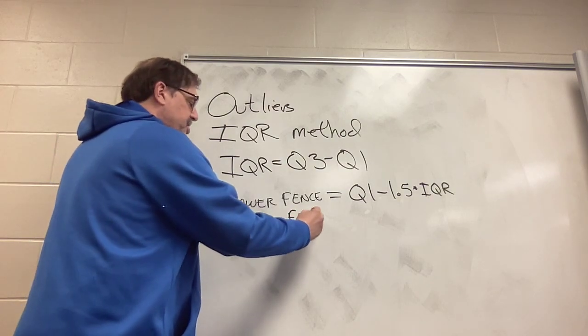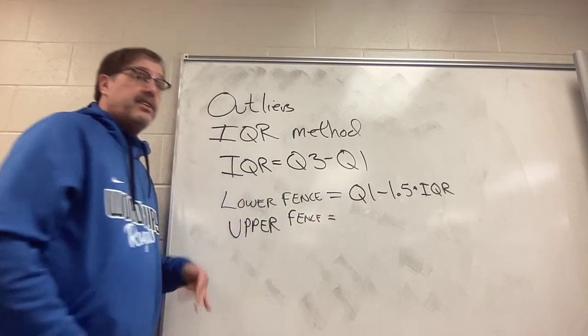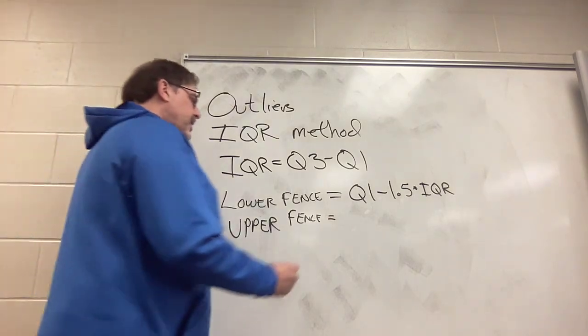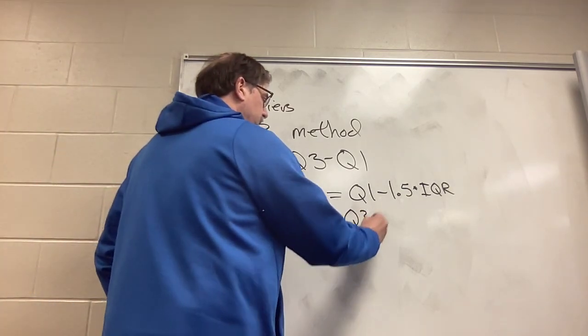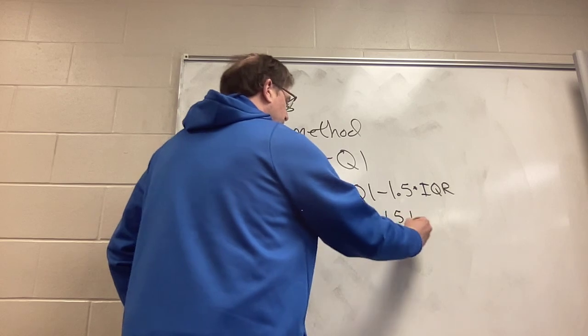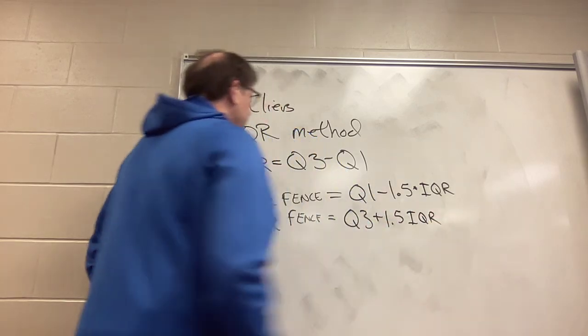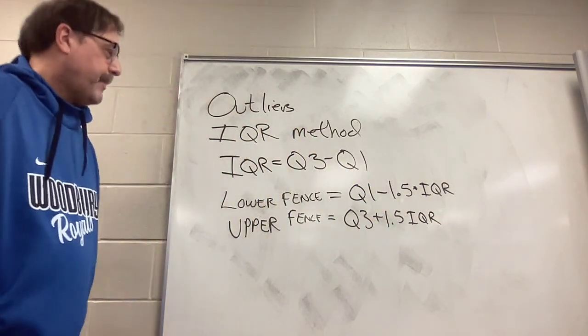The upper fence, so anything above this number would be an outlier, is the following. It is Q3 plus 1.5 times IQR. All right.